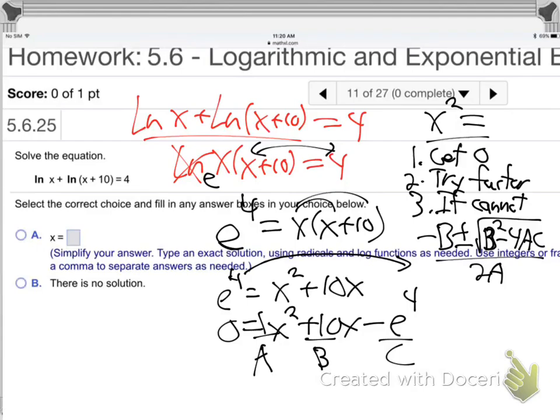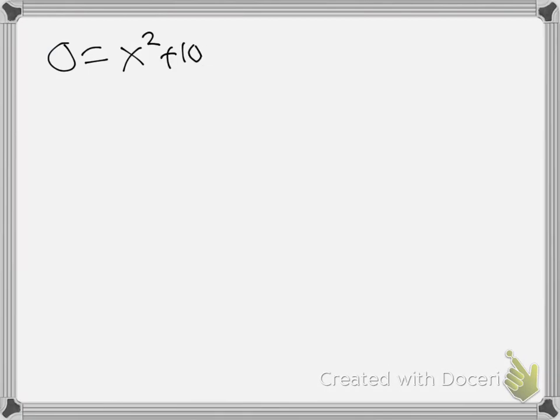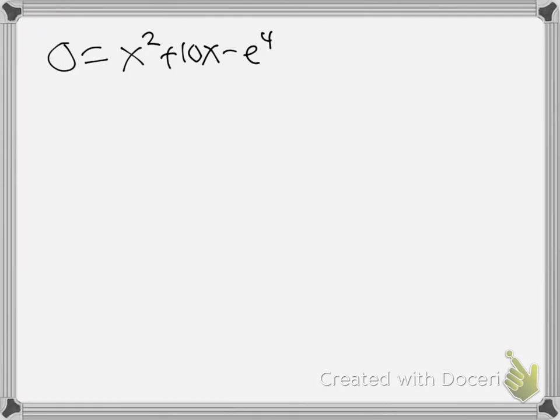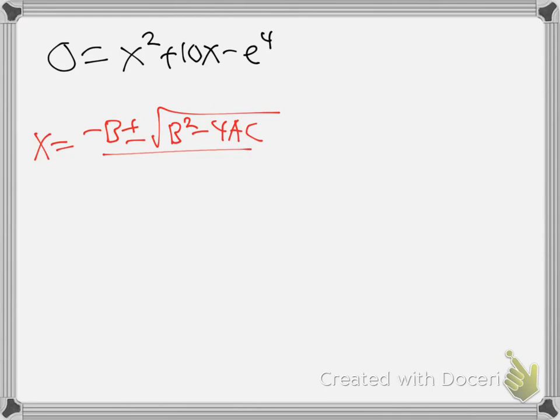Now I'm going to go to a fresh screen and rewrite that. So I've got 0 is x squared plus 10x minus e to the 4th. Right, to there. And so I'm going to use the quadratic formula now, which is x equals negative b plus or minus the square root of b squared minus 4ac all over 2a. And like Barbara's saying, the a is 1, the b is 10, and the c is the negative e to the 4th. That whole negative e to the 4th is c. It's kind of weird. We're not used to a c like that. But it is a number. The a, b, and c are always numbers. They're not the x's.